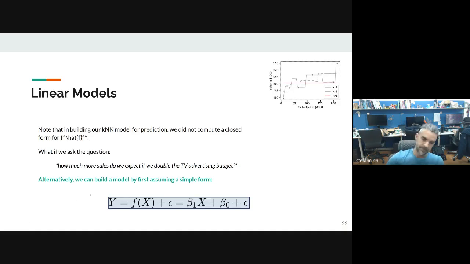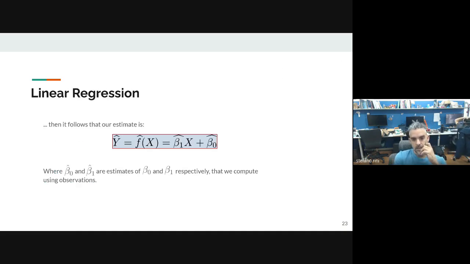So we can say that the sales is going to be a certain coefficient B1 times the TV budget plus a certain constant B0 plus a certain noise. And then we can go and try to find the best coefficients B0 and B1 that will specify our mapping between the budget and the sales, okay? In order to do that, we will assume that there is a true relationship between the budget and the sales, which is a linear relationship.